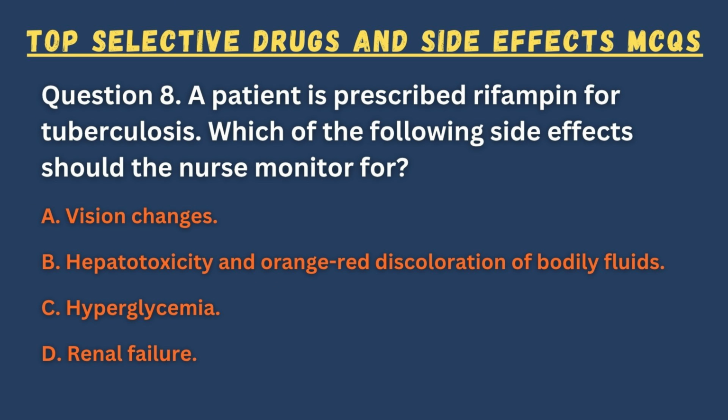Question 8. A patient is prescribed rifampin for tuberculosis. Which of the following side effects should the nurse monitor for? A. Vision changes. B. Hepatotoxicity and orange-red discoloration of bodily fluids. C. Hyperglycemia. D. Renal failure.